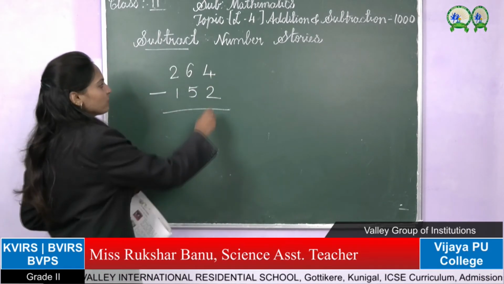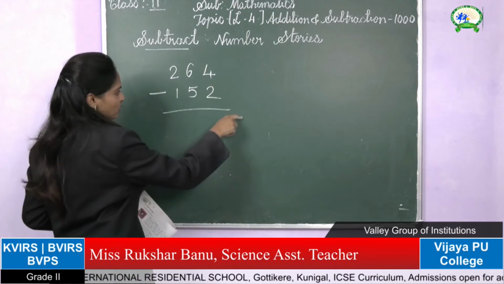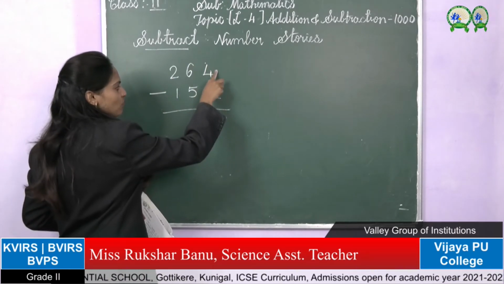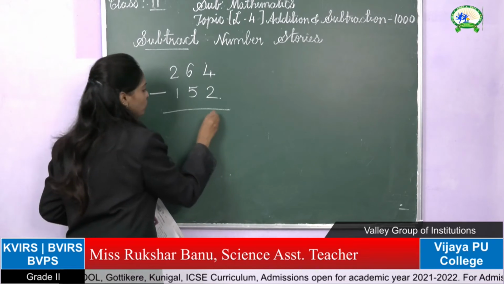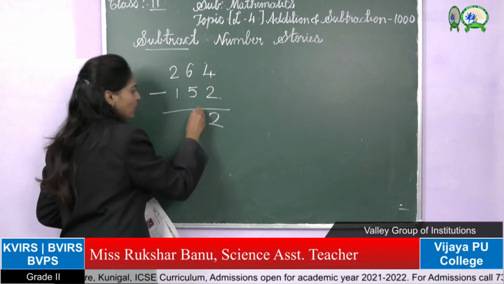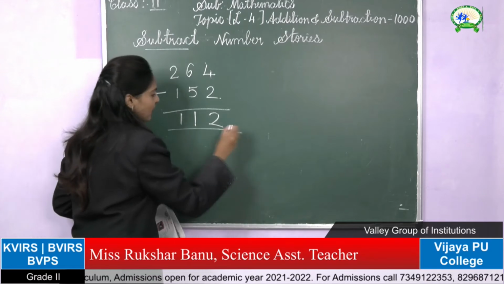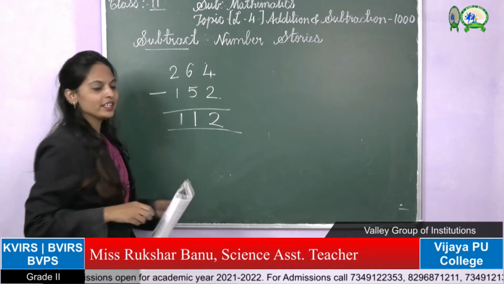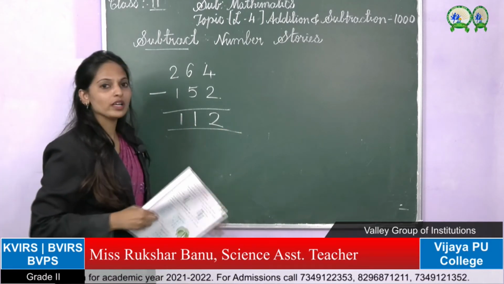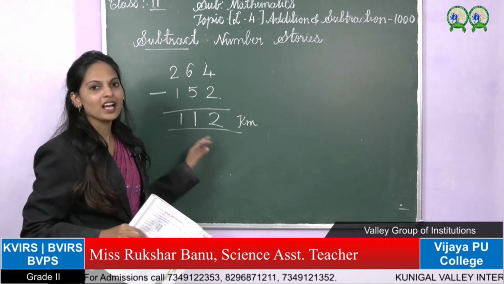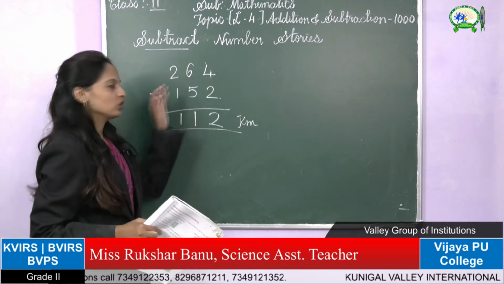So here what we have to do? We have to subtract this. Okay, so first from one side we have to subtract, that is 4 minus 2 is 2, next 6 minus 5 is 1, and 2 minus 1 is 1. Yes, the answer we got is 112. Yes, 112 kilometers still he has to travel. Okay, so is it clear?